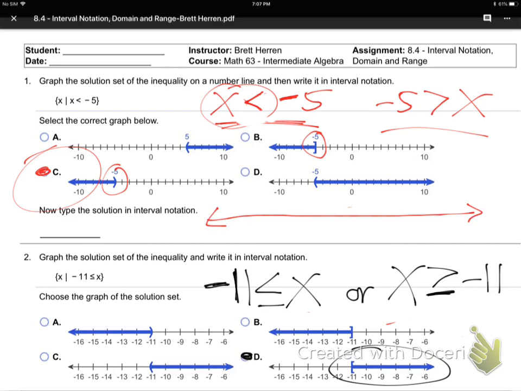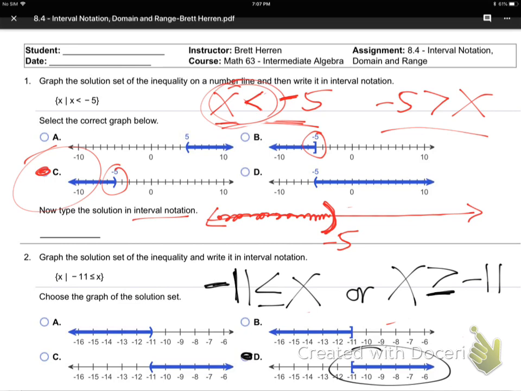So where was it? It was x less than -5. So it's a parenthesis there. Parenthesis at -5, and the shading went that way, right? So that was our number line answer. Now, how do we turn that into what's called interval notation? Interval notation just means what chunk is shaded up there.